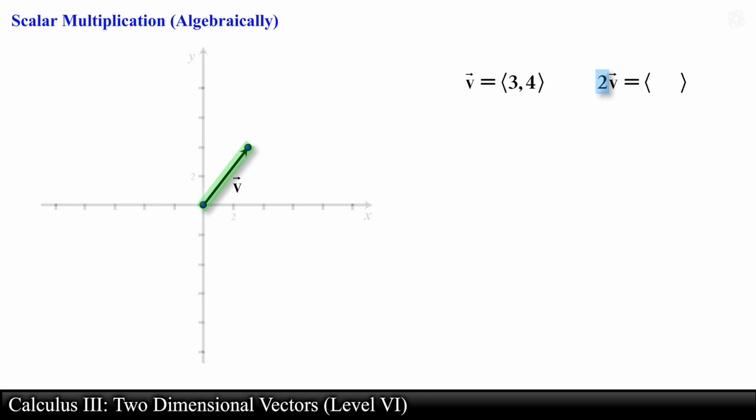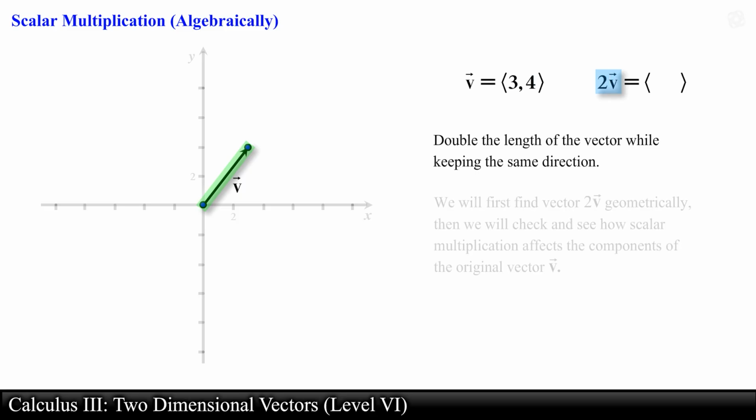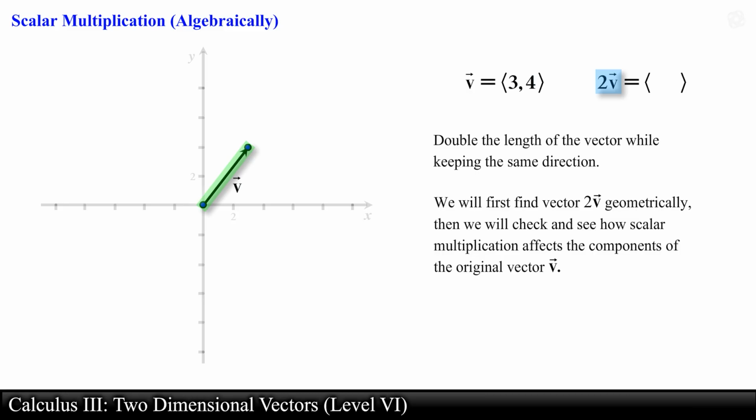In other words, let's double the length of the vector, while keeping the same direction. So we are essentially trying to find vector 2v. Let's first find vector 2v geometrically. Then we will check and see how scalar multiplication affects the components of the original vector v.